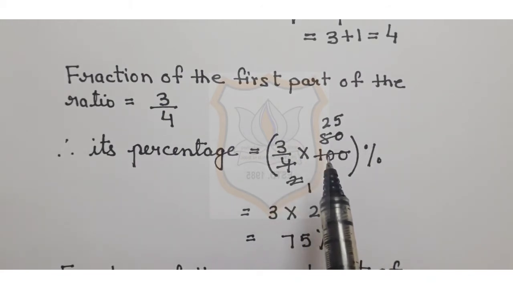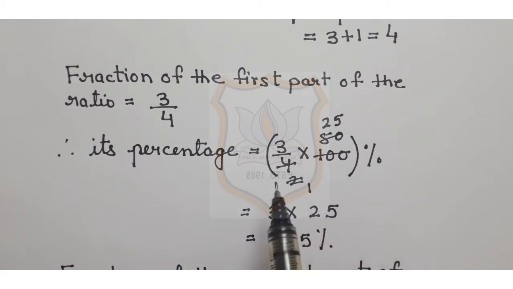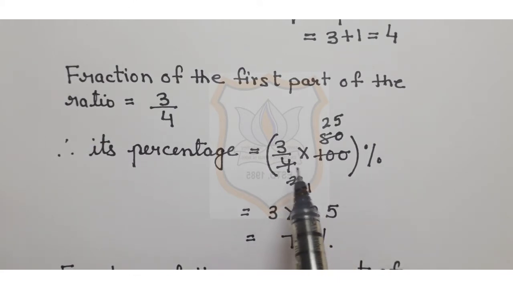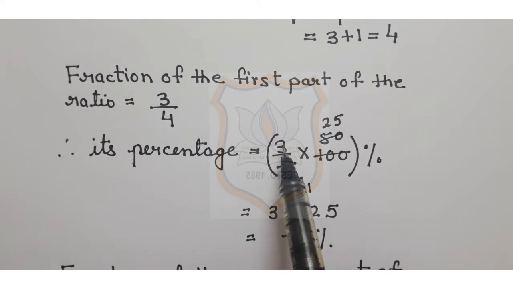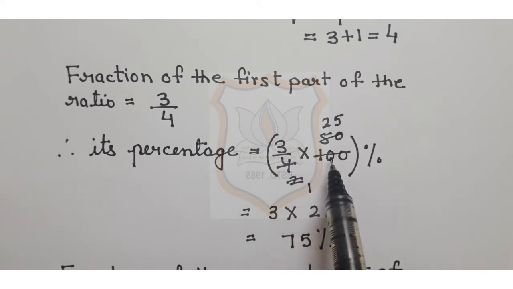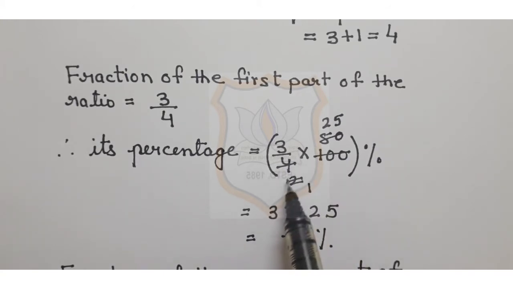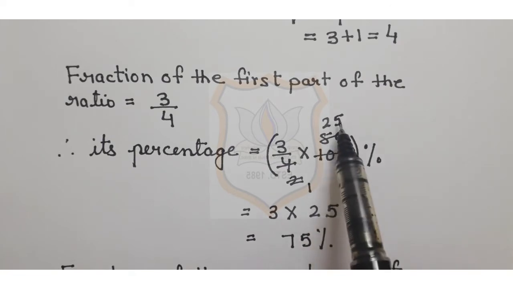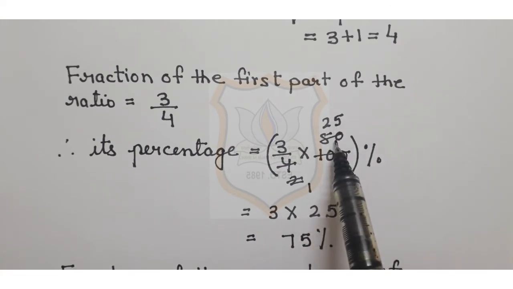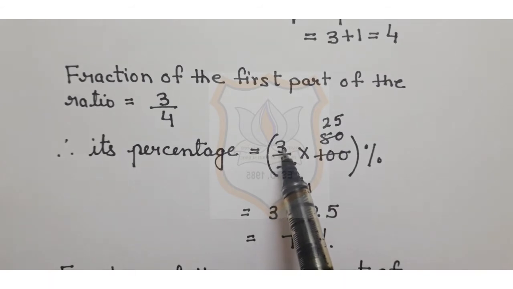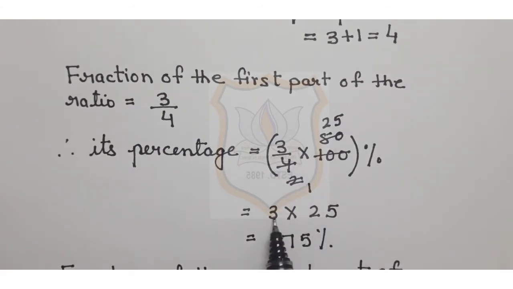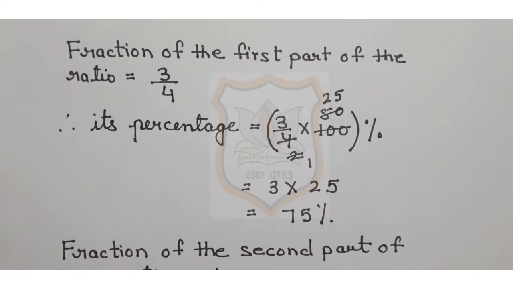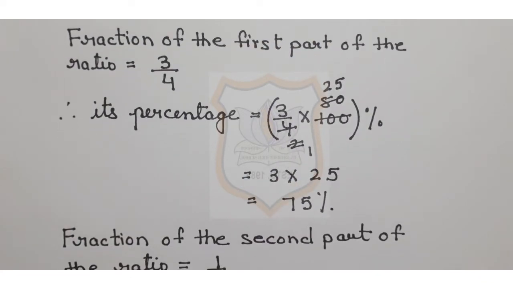You have calculated this type of sum previously also, to convert a fraction into percentage. Same is here: 3 upon 4 into 100. Now 2 2s are 4, and 25 times 4 is equal to 100. Again, 2 ones are 2, 25 times 2 is equal to 50. So our answer is 25 into 3, or 3 into 25, which comes to be 75%.